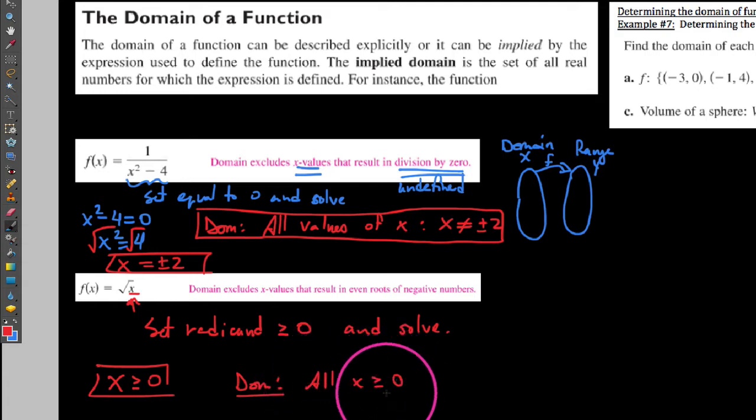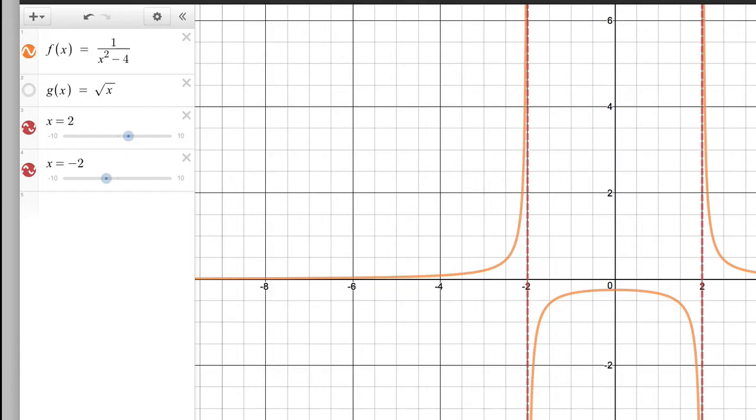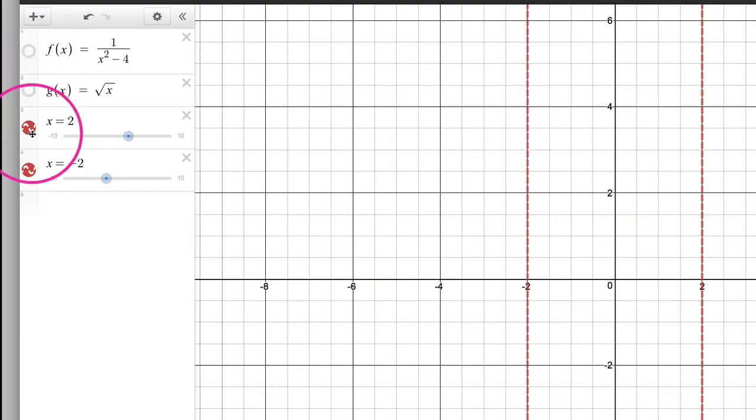Okay. So now this is going to look a little bit different this time. Let me go ahead and show you this graph as well. As a matter of fact, our square root graph. You can see that if I graph it here, it looks like this.